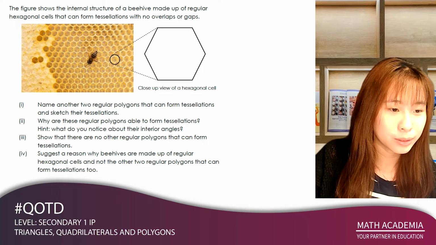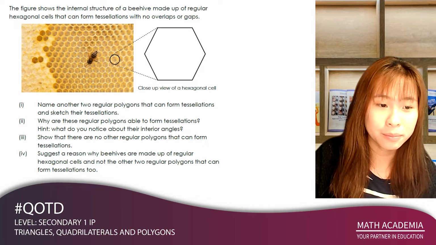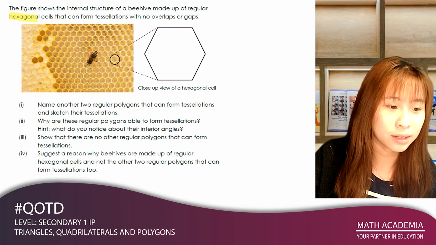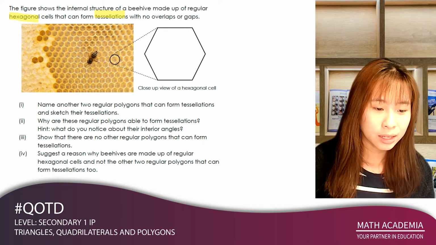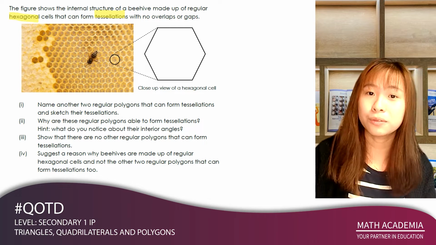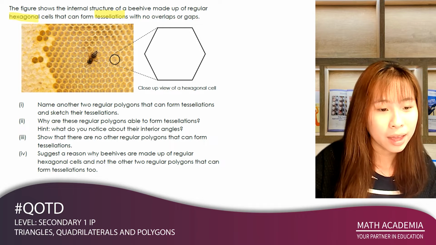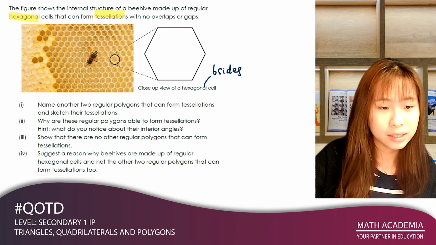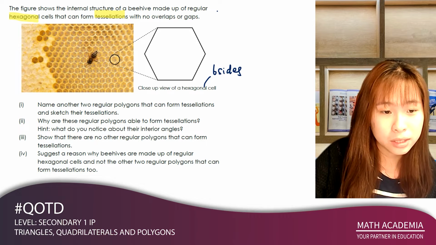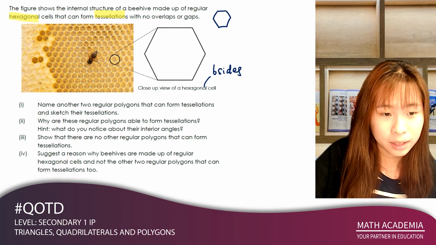The figure below shows the internal structure of a beehive made up of regular hexagonal cells that can form tessellations with no overlaps or gaps. Before we can start on this question, we need to first understand these key terms. A hexagon is a polygon with 6 sides, and a tessellation with no overlaps or gaps should look something like this, like in the picture on the left.